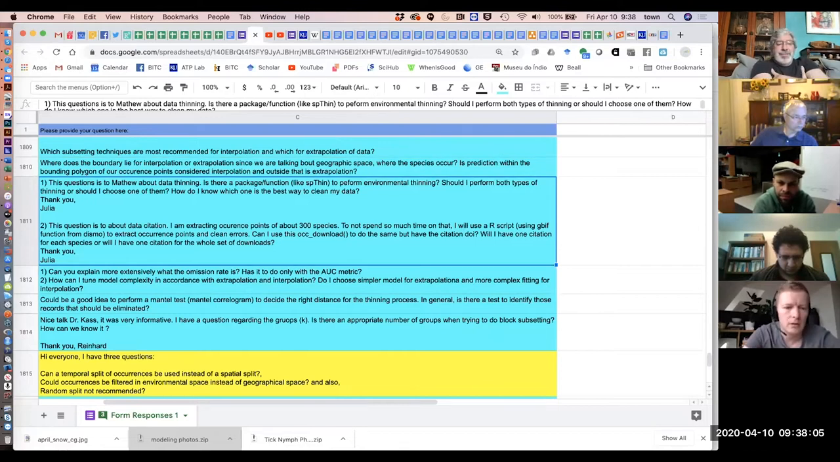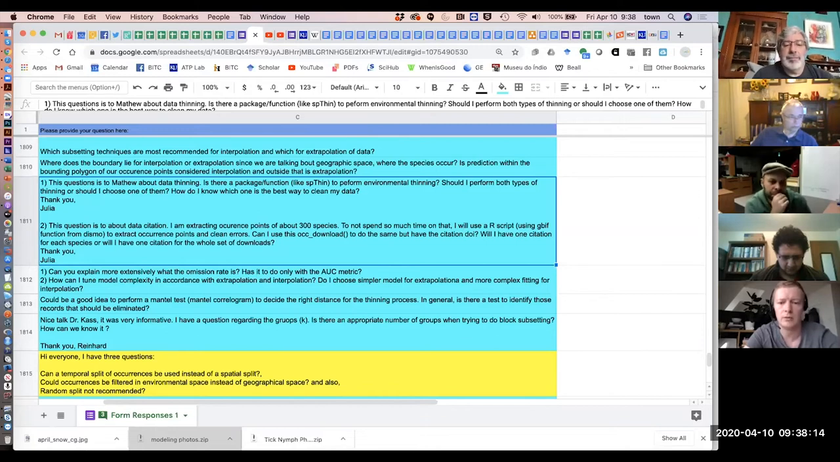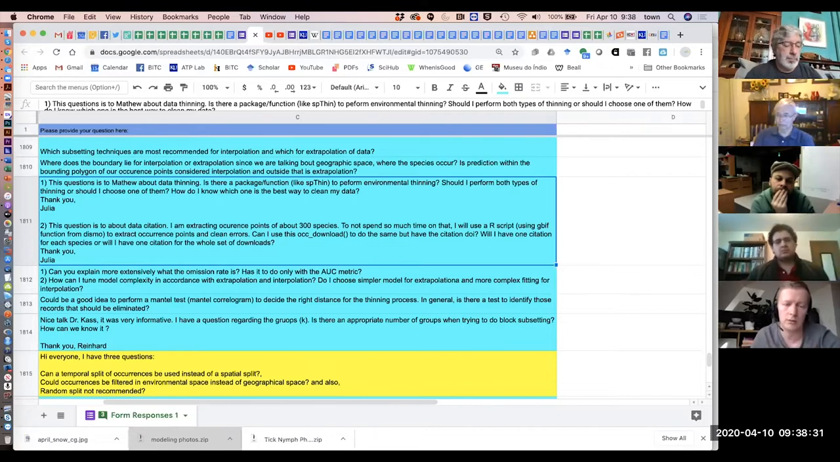Go for it. So somebody is talking about data extraction and getting data for hundreds of species, and to save time, they want to use a script to do that. And the question is whether they can use occ_download from rgbif to do that and to have a DOI for a citation, and whether they'll have one citation for each species or one for the whole download or the whole data set. And so the answer is yes. You can use occ_download for this, and whether you will have a single DOI per citation or one per species depends on how you choose to do it.